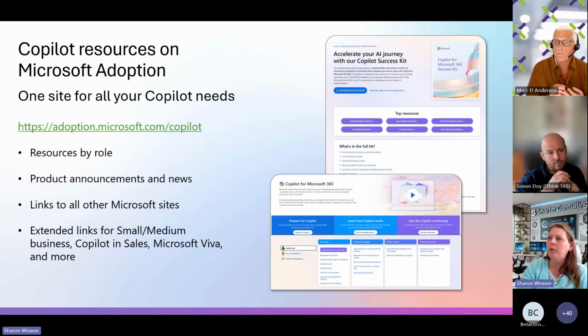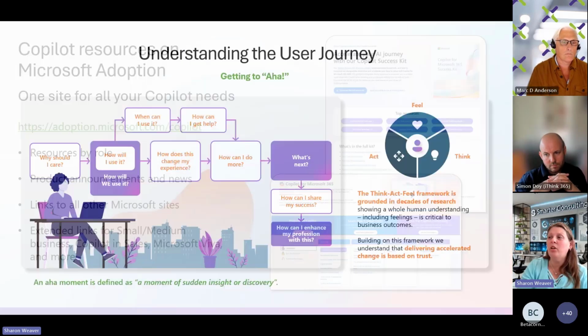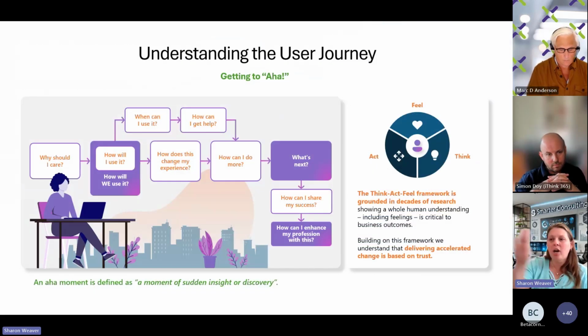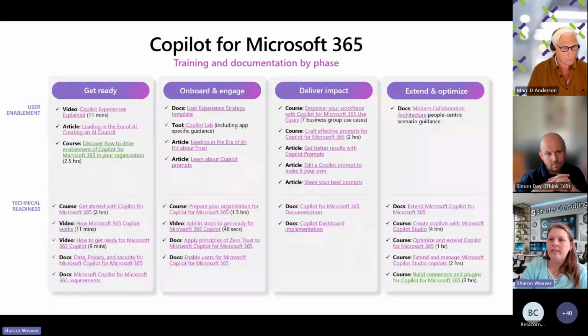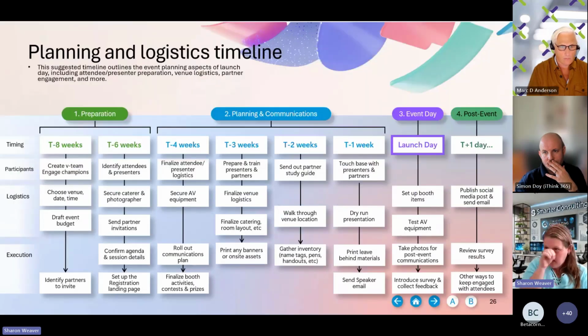So go out there and it will literally give you the success kit. It'll give you a launch day kit. It gives you all of the stuff that you need. It talks about the user journey and getting them to the right place so that they understand. It talks about how to do user enablement, technical readiness. Look at this. Every single one of those links, courses, videos, docs, everything you need to be prepared to roll this out to your organization or to help somebody else roll it out to their organization, just to help you with all of those tools.